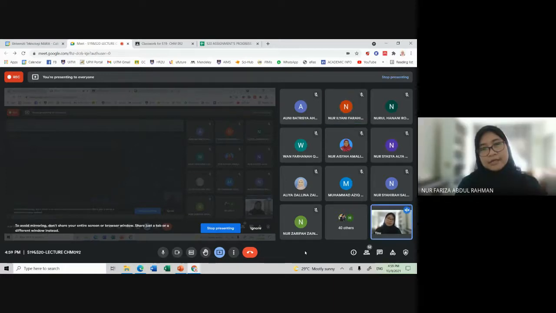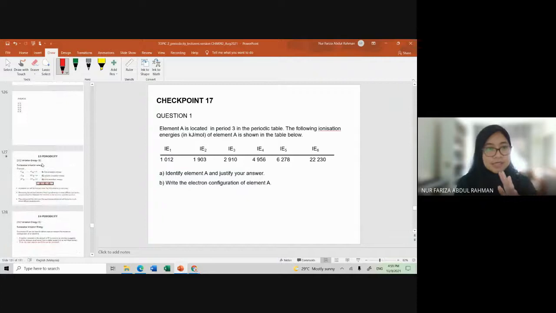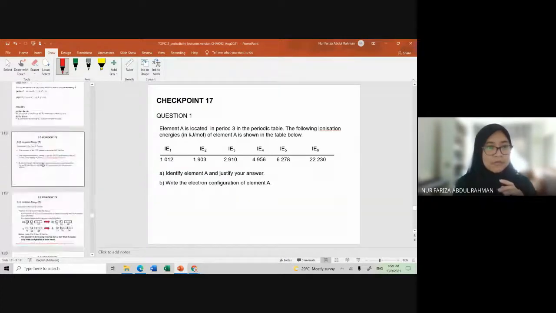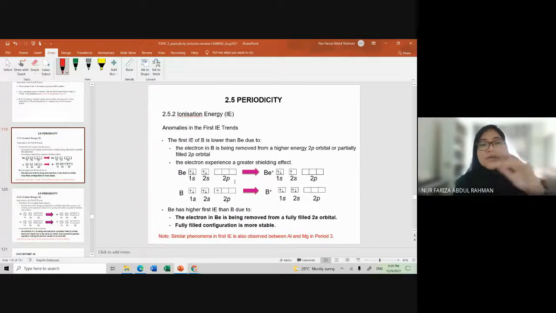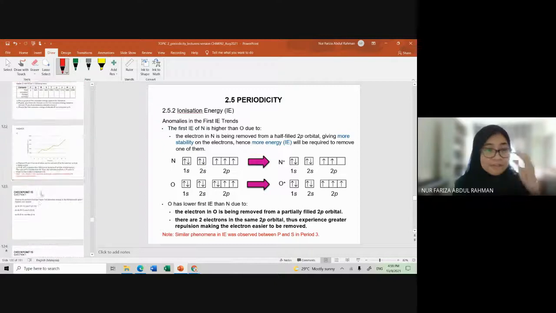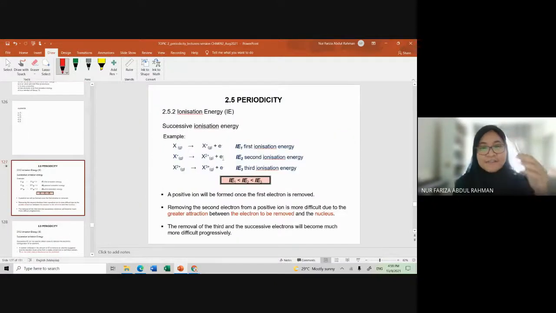Alright. Okay, and then one more thing guys, jangan confuse successive tadi dengan yang stability nitrogen dengan oxygen itu. This one, okay, this is between different group, between two different group. Yang successive ni, this successive is for one atom. Okay, maksudnya remove the electron from the same atom. Okay, faham tak? For example, nitrogen. Okay, remove the electron stepwise.